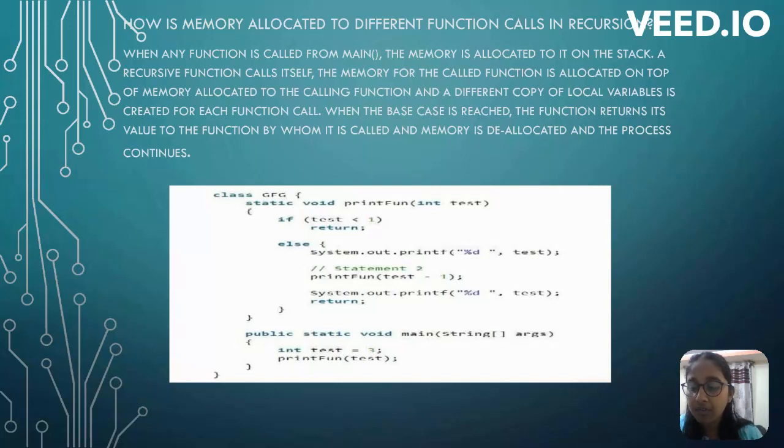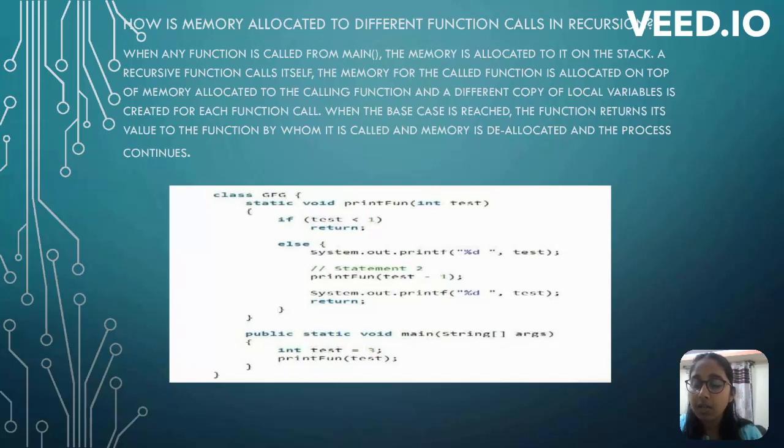In this code, we have a class called GFG. Inside the class, there is a static method called printFunction that takes an integer parameter called test. The function is a recursive method that prints a sequence of numbers in a specific pattern. Here is how it works. If the value of test is less than 1, the method returns and the recursion stops. If the value of test is greater than or equal to 1, the method executes the following steps.